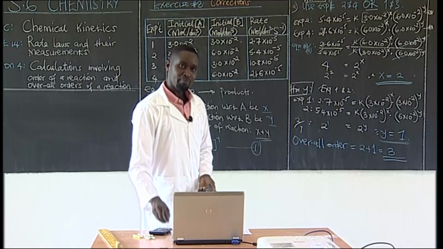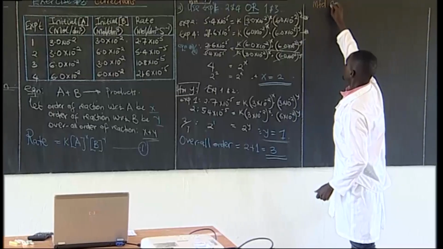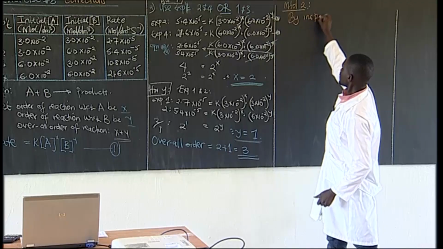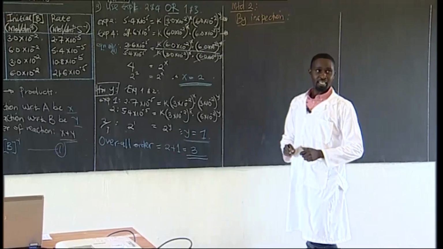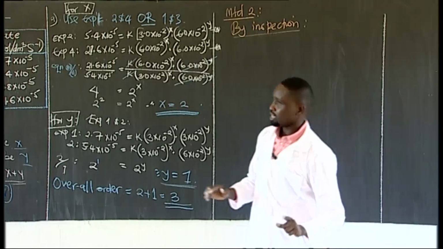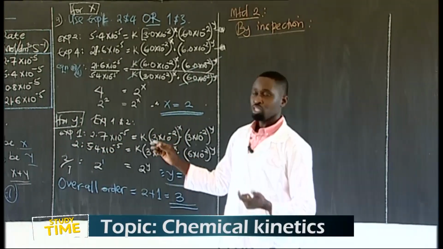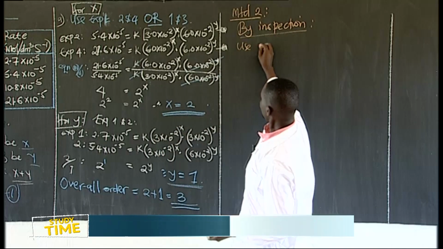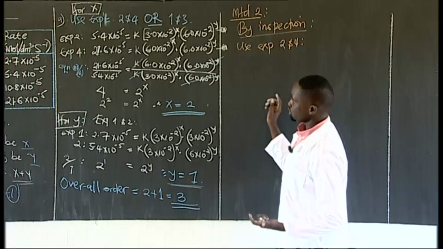Let's try an easy but somehow complicated method 2. Let me call it method 2. That is by inspection. We are going to inspect. Let's inspect together. So if you look at our table. For the inspection, you want to find out if I maintain, we are going to still use experiment 2 and 4. What do we see?